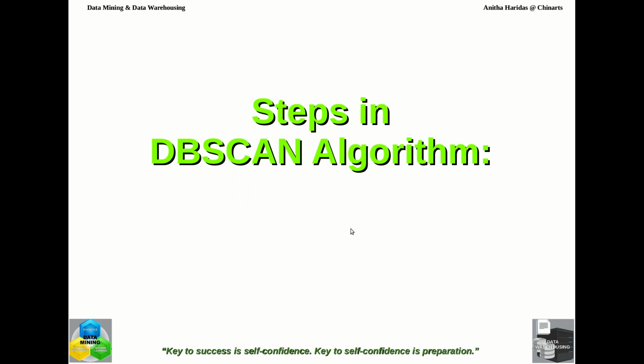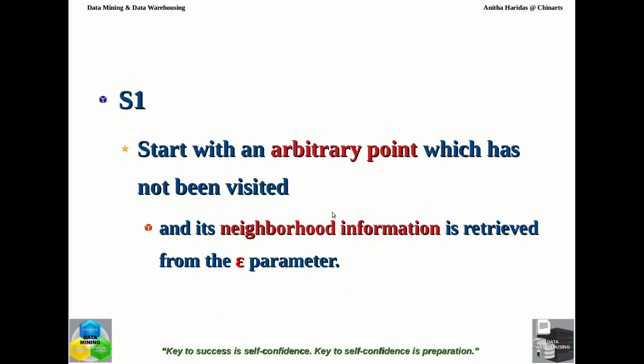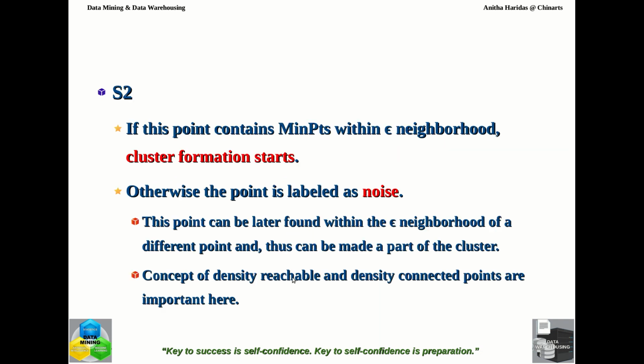Now let us see what are the different steps in the DBSCAN algorithm. It starts with an arbitrary point which has not yet been visited. So take the arbitrary point, and all the neighborhood information of this particular arbitrary point will be retrieved with the epsilon parameter as the base. That is the first step.